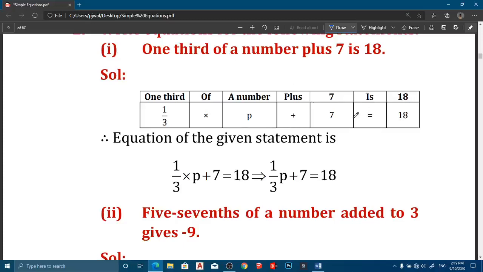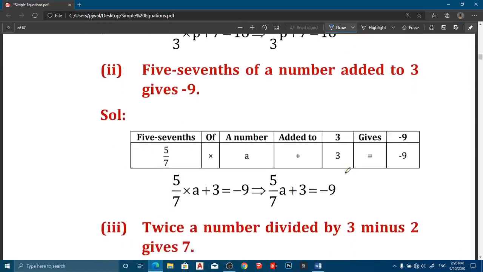So equal to 18. Now we have converted this into an equation. Write it in the proper manner like this. Therefore, the equation of the given statement is 1 by 3 into p plus 7 is equal to 18. Now we can omit this multiplication symbol and directly write it as 1/3 of p plus 7 is equal to 18. Now this is the equation form of the given mathematical statement.